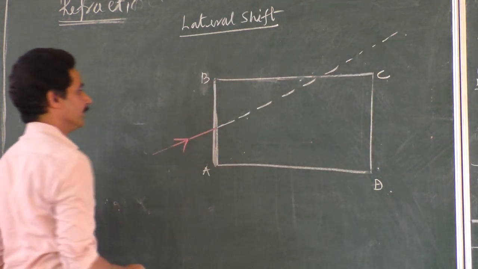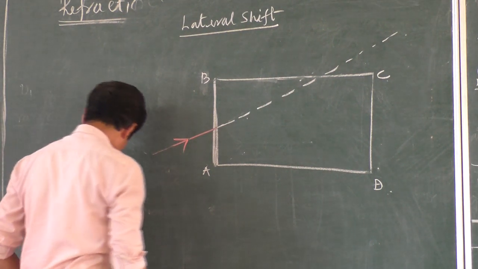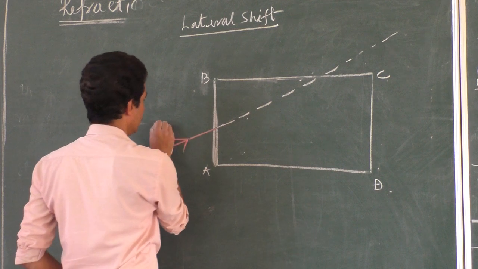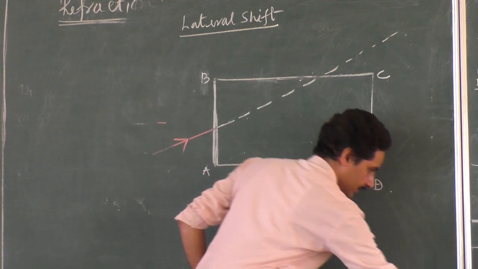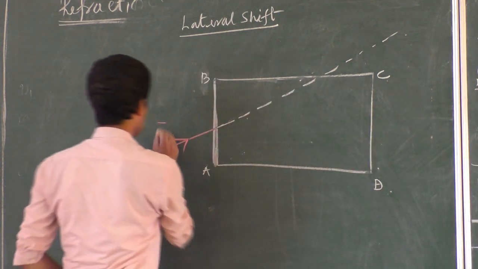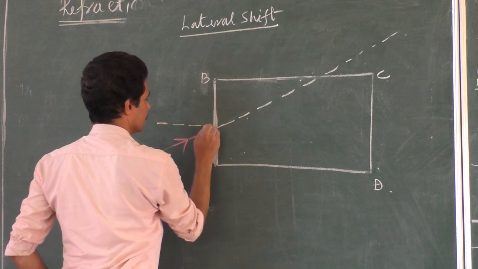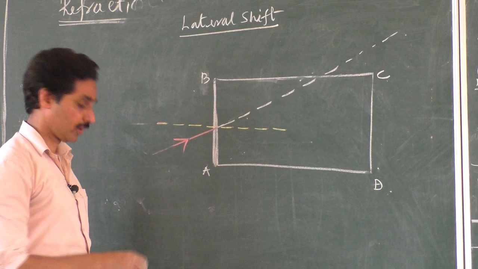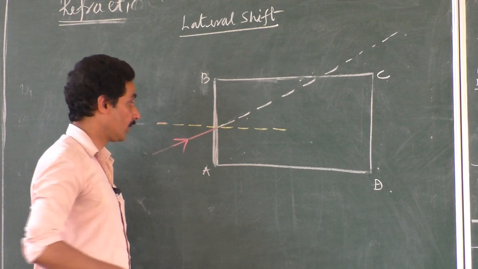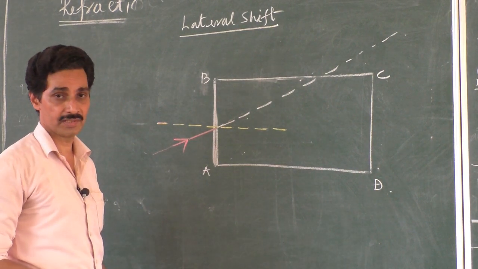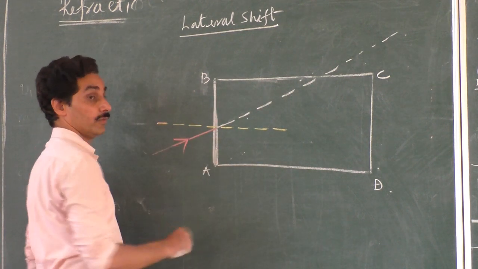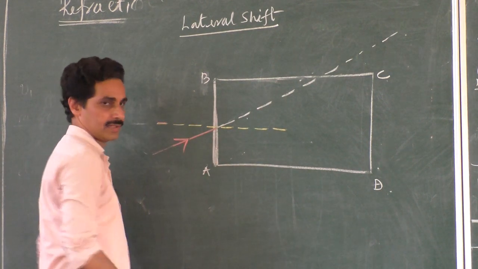Right. Now, draw a normal. If you want to see how the ray of light undergoes refraction, you should draw a normal. I have to use a different color. Yes, this is the normal drawn to the surface. Why do we draw the normal? Normal is drawn in order to define the angle of incidence and refraction. Where do you have to draw the normal? To the surface where the light is falling, at the point of incidence.